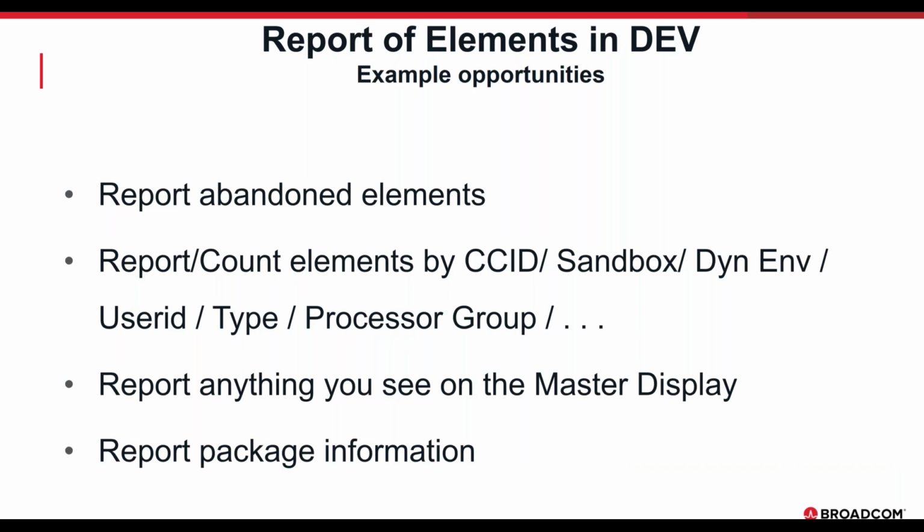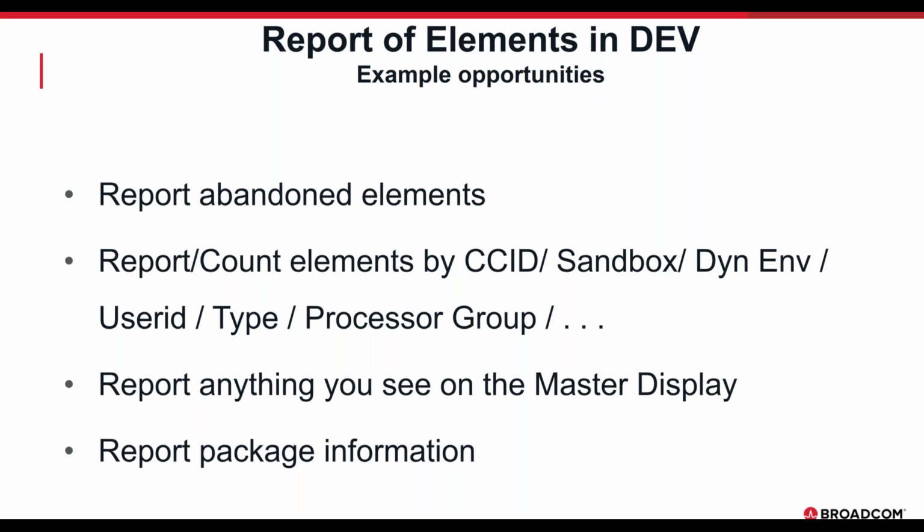So if you were to take these 2 examples, where could you go with them? You could take these 2 examples, table tools, jobs, and go find for yourselves what are the abandoned elements, and you can use your definition for how do you know what an abandoned element looks like. You could run table tool to report or count elements by CCID, sandbox, dynamic environment name, user ID type, processor group, and on and on and on. Virtually anything that you see on the master display, and you know that not all 54 of those fields are represented on the standard reports.